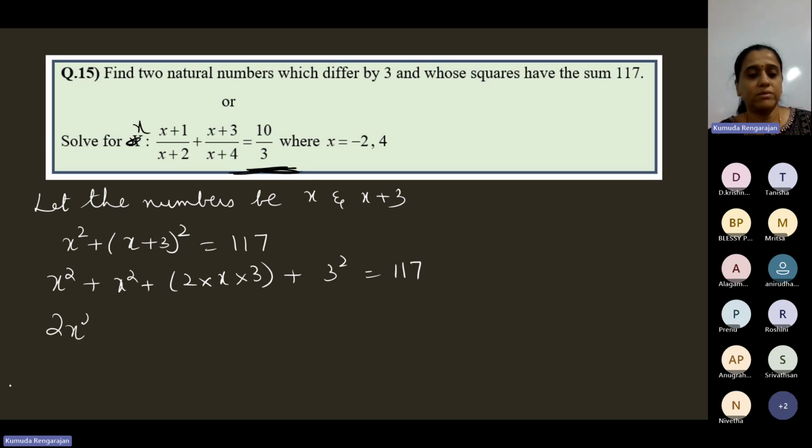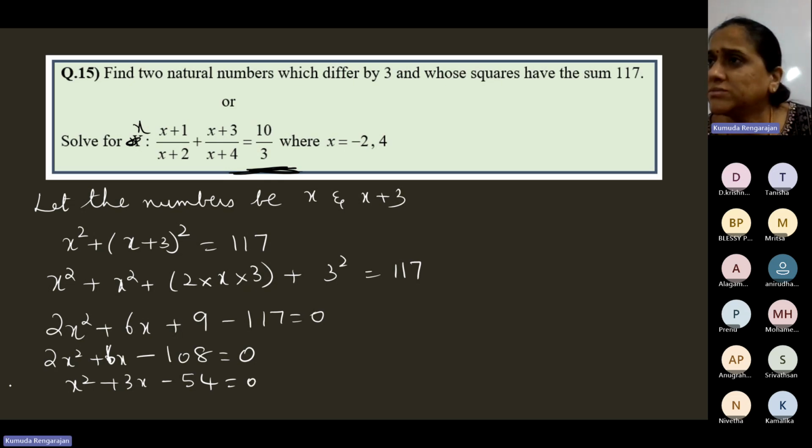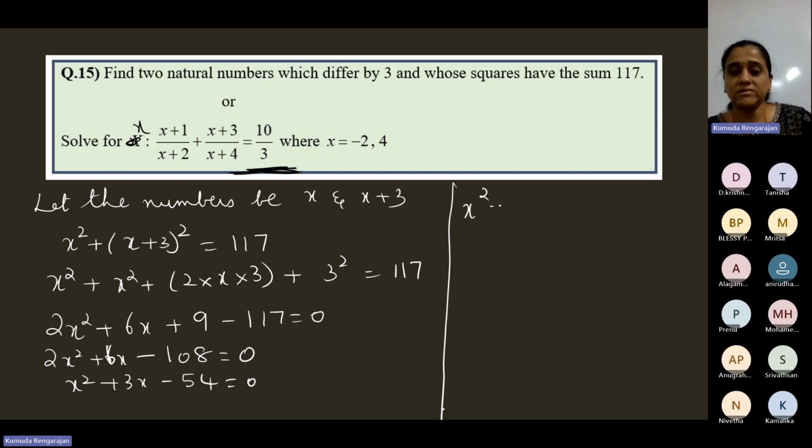So 2x squared plus 6x plus 9 minus 117 is equal to 0. 2x squared plus 6x minus 108 is equal to 0. So x squared plus 3x minus 54 is equal to 0. So what are the two numbers to split the middle term? 6 9s are 54. So 9 and 6. So x squared plus 9x minus 6x minus 54 is equal to 0.